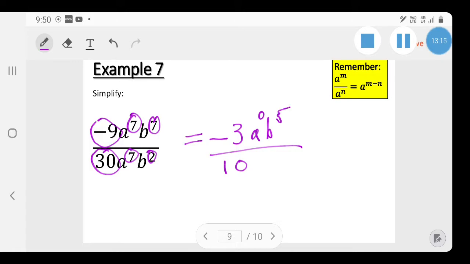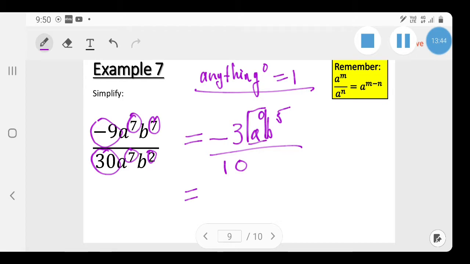All right, now I'm going to pause, and I want you to think about the next step. Third index law. Did you figure it out? Well, the third index law says anything whatsoever to the power of 0 equals 1. Which means this here, A to the power of 0, equals 1. So we get minus 3 times 1 times B to the 5.